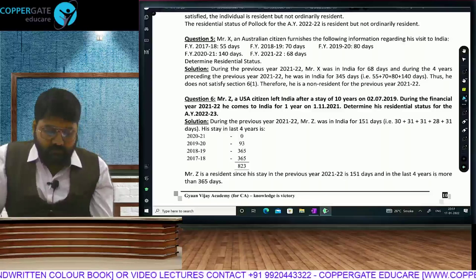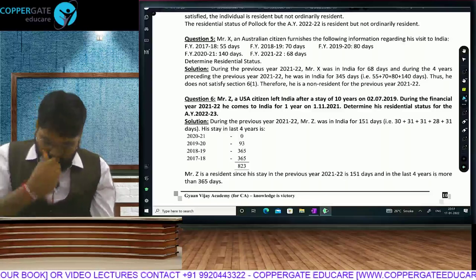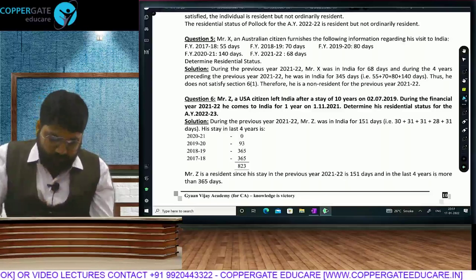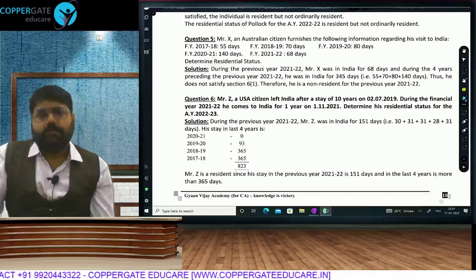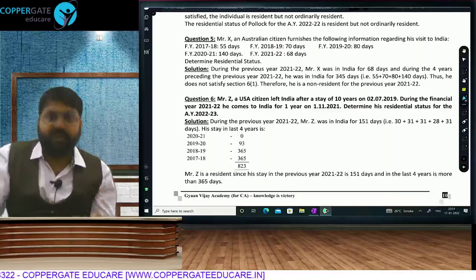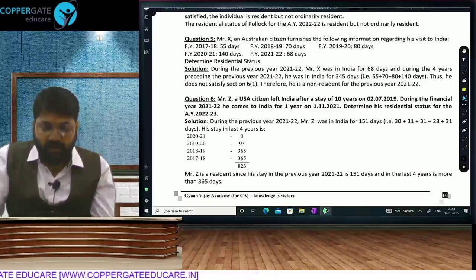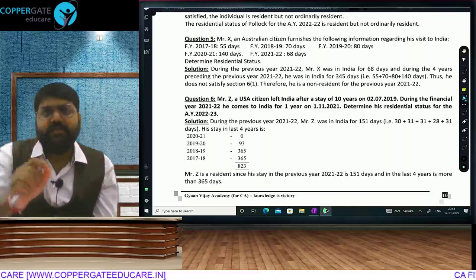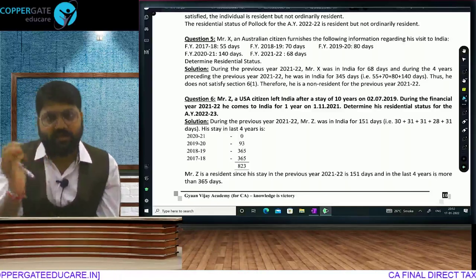Mr. X, an Australian citizen, publishes the following information regarding his visit to India. For financial year 17-18, 55 days, 18-19, 70 days, 19-20, 80 days, 20-21, 140 days, 21-22, 68 days. Now see. After doing difficult questions like question number 3 and 4, which were not so easy, a question like this is an insult to your talent and caliber. So let me discuss till this question with you.